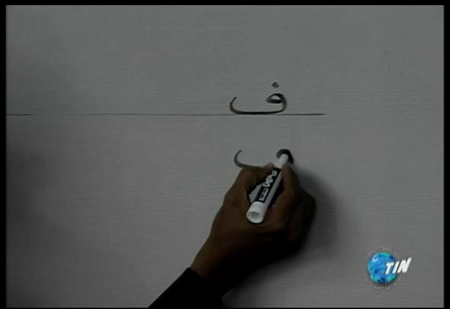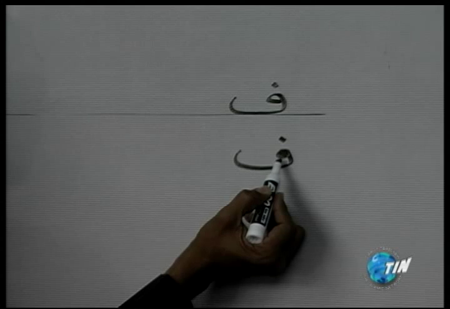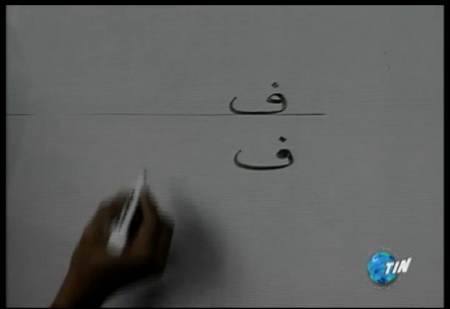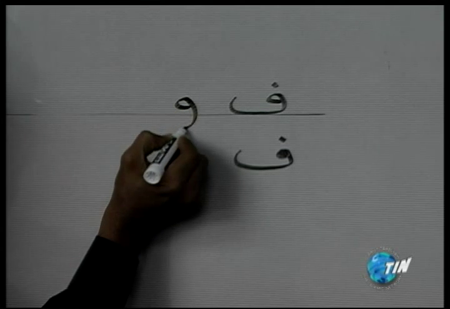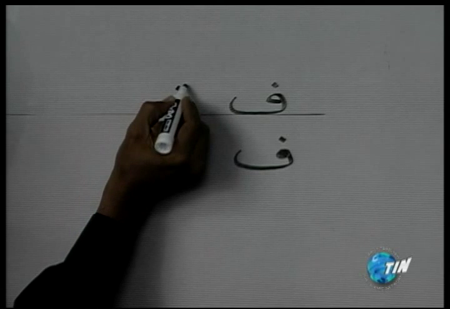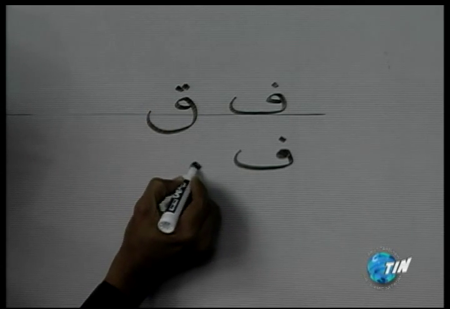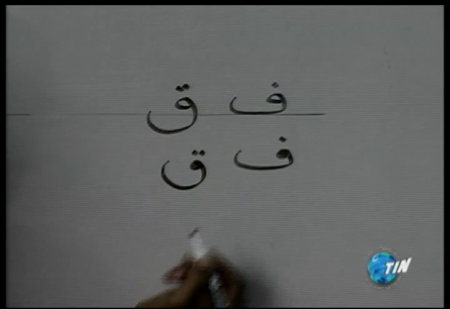and if you want, you can close the eye. It doesn't matter, but you must put a dot. Open eye or closed eye, but you must put a dot. That's fa. And qaf, the same thing, except that the qaf goes below the line like this. Part of it goes below the line, 2 dots. You can write it like this with the eyes closed, but you must put 2 dots. Letter qaf. Fa and qaf.